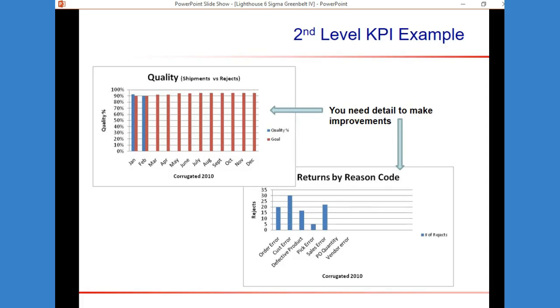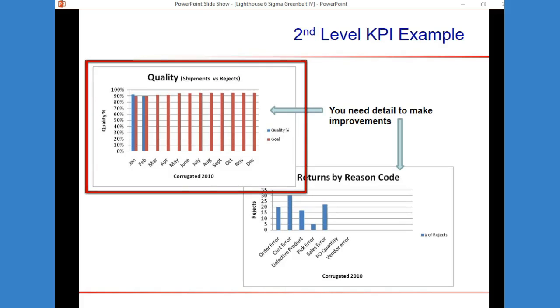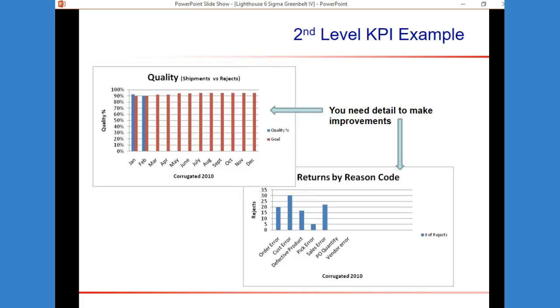So I've got my tracking, I got my detail, and then I have to drop down at least enough to be able to break up a reason code, so I have some action. Because if I just look at this quality shipment versus reject, is it telling you what to go work on? Just kind of giving you a number, telling you what your percentage overall is doing, but it's really not pointing at any issue to go work on. So my next level down here, returns by reason code. Now I've got some information that I can go work on.